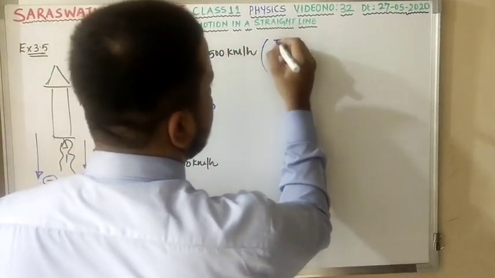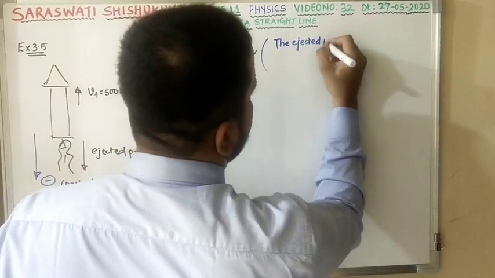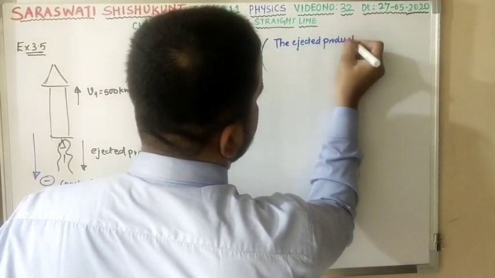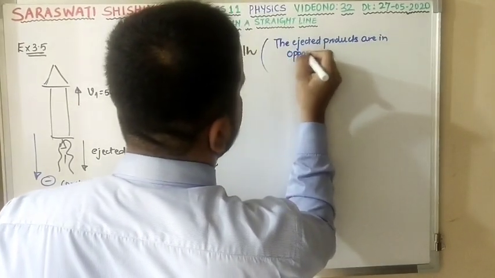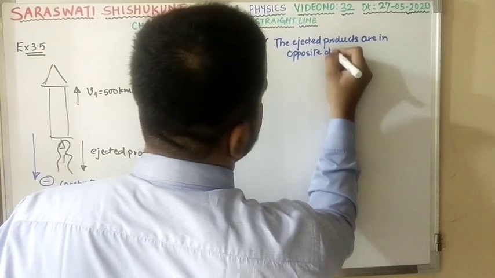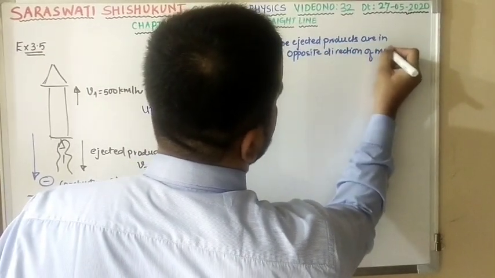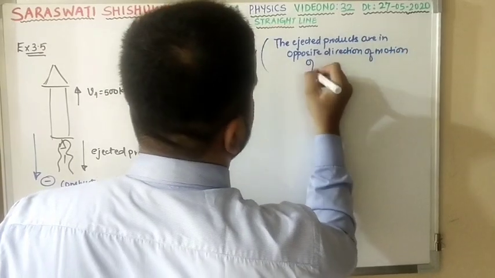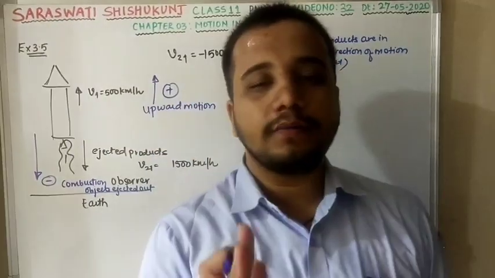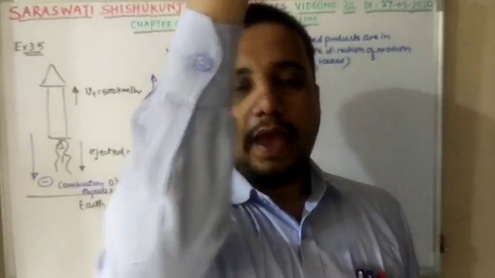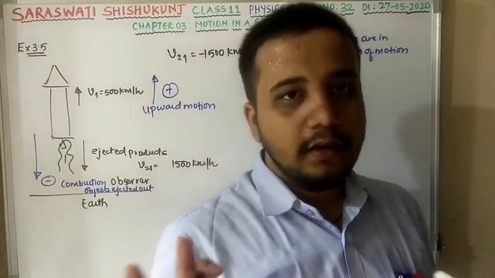Why? The ejected products are in the opposite direction of the motion of the rocket. Why have I written this? Because the rocket is moving upwards and the objects that are ejected are moving downwards. Yes or no? Clear? Fine.